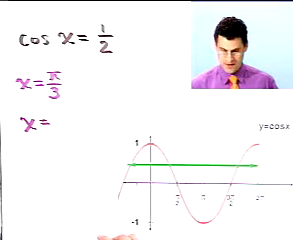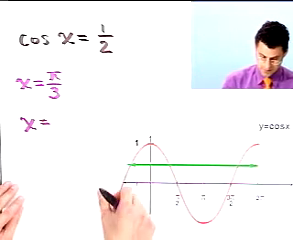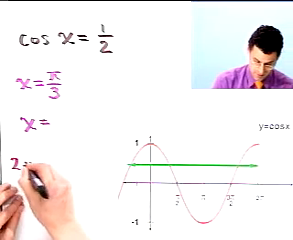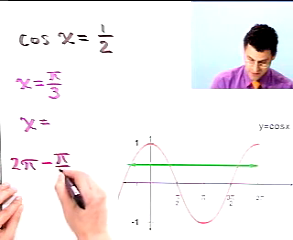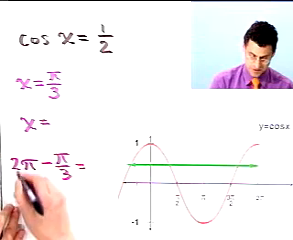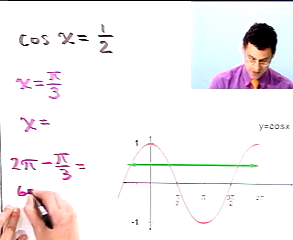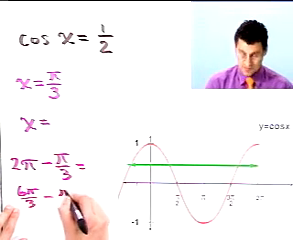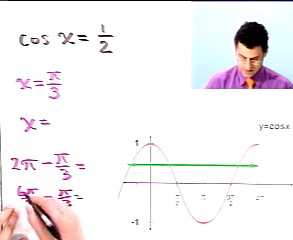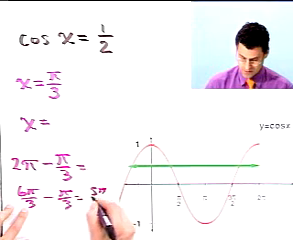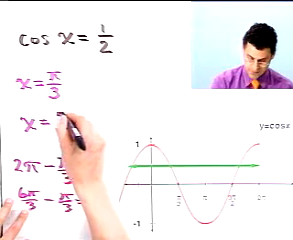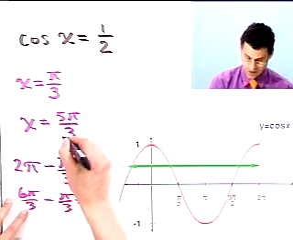And what is that? Let's work that out. 2 pi minus pi over 3. I have to get a common denominator, so I'll multiply top and bottom here by 3. So I have 6 pi over 3 minus pi over 3. 6 pi minus pi is 5 pi over 3. So I see 5 pi over 3.